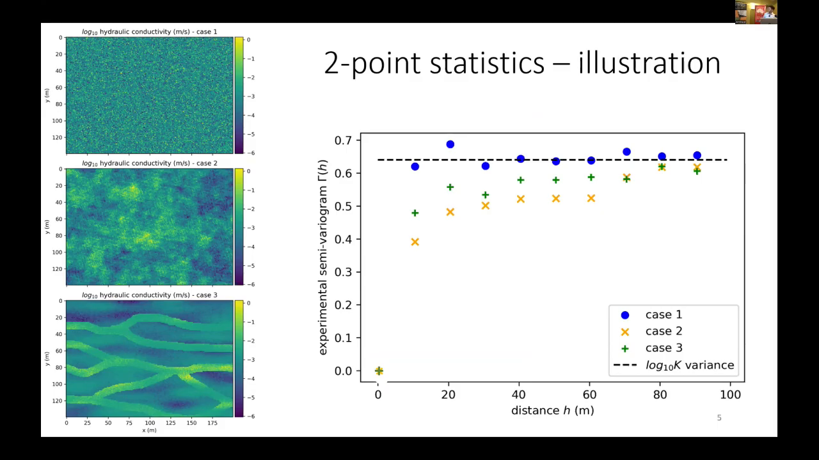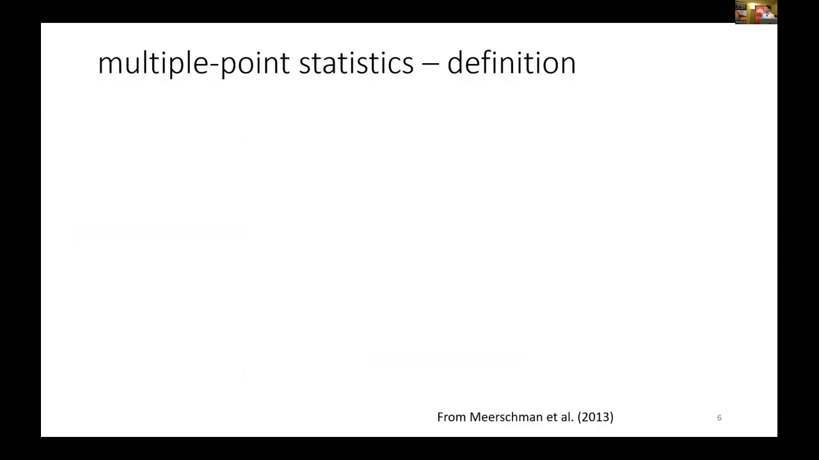If we look at the semi-variograms for the case 2 and case 3 simulations, then we can see that they are already a little bit different, but still quite similar. So how can we better discriminate between these models?